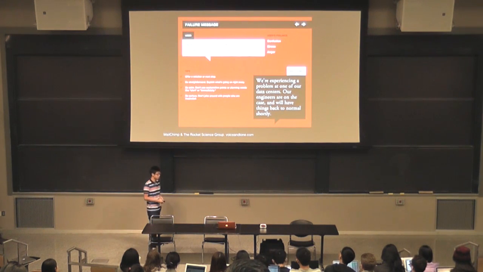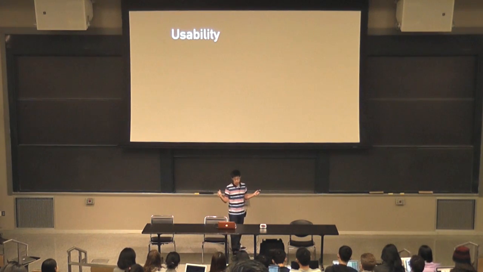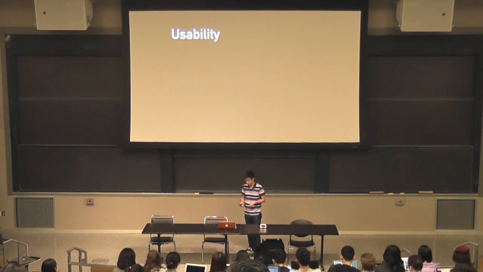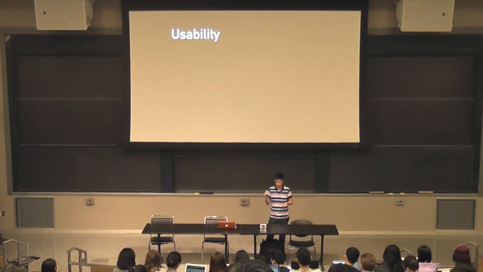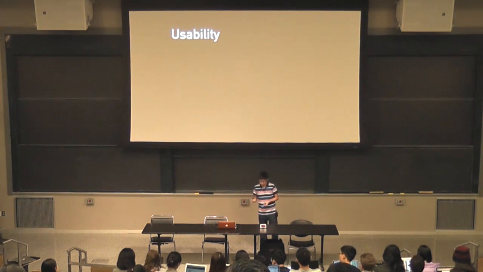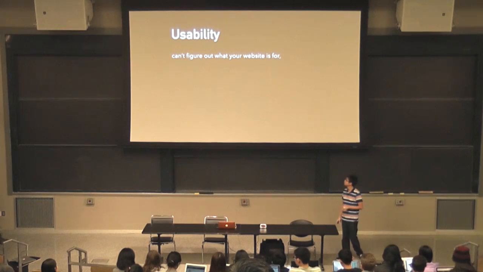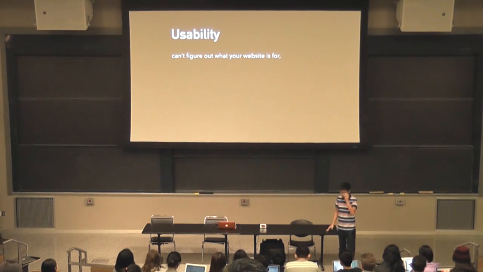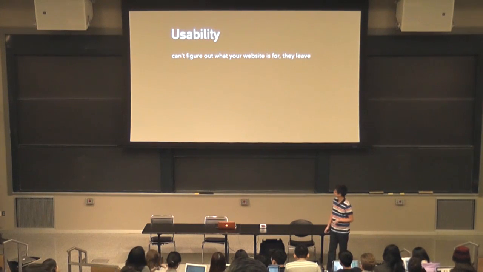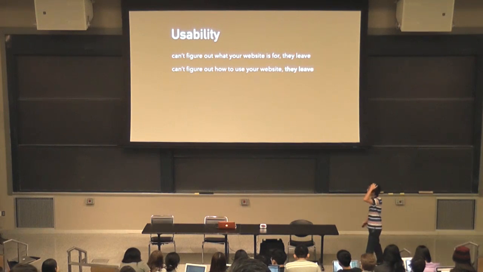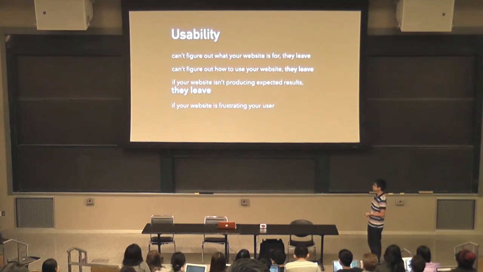All right, so I'm going to jump into usability, because usability is really important for UI and UX design. There's a whole important aspect of usability in UI design. There are a lot of different elements of usability, but why is usability important for websites? Because if users can't figure out what your website is for, they leave. If they can't figure out how to use your website, they leave. If your website isn't producing expected results, they leave. If your website is frustrating your user, they leave.